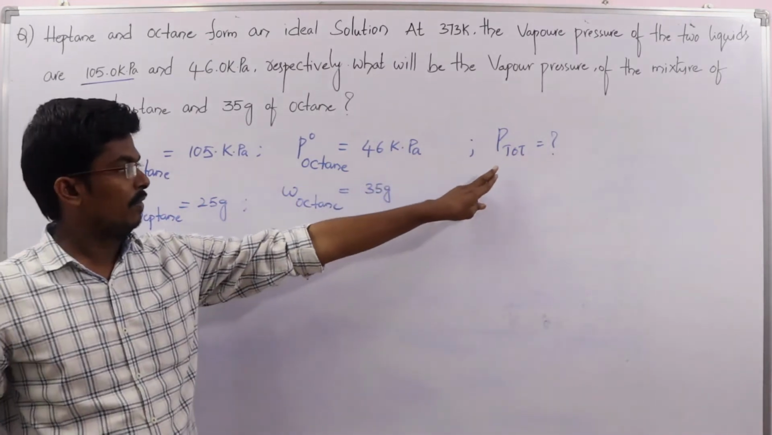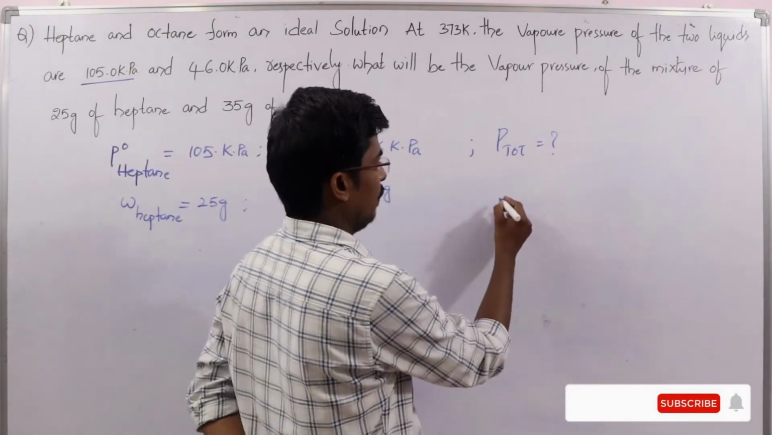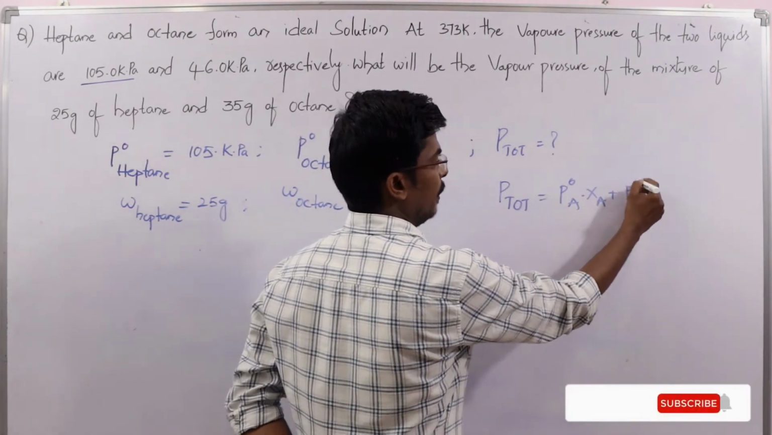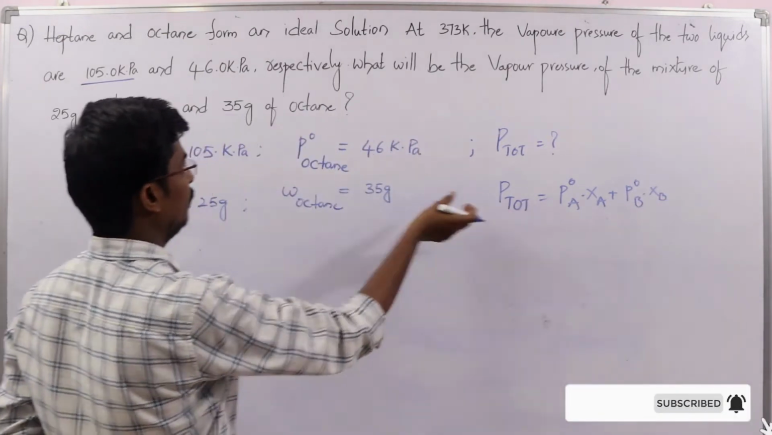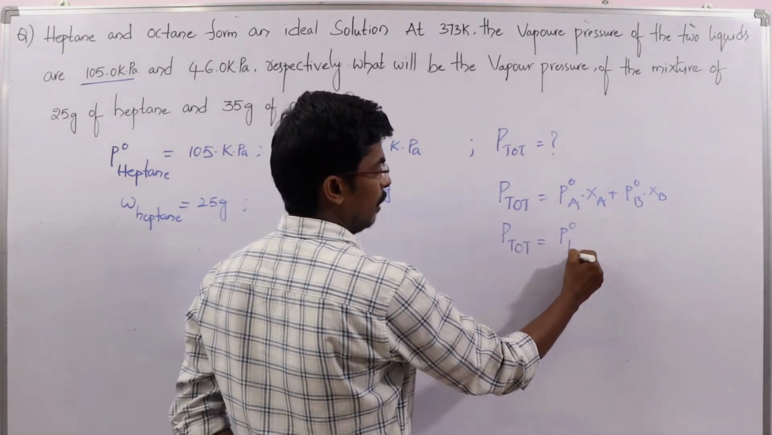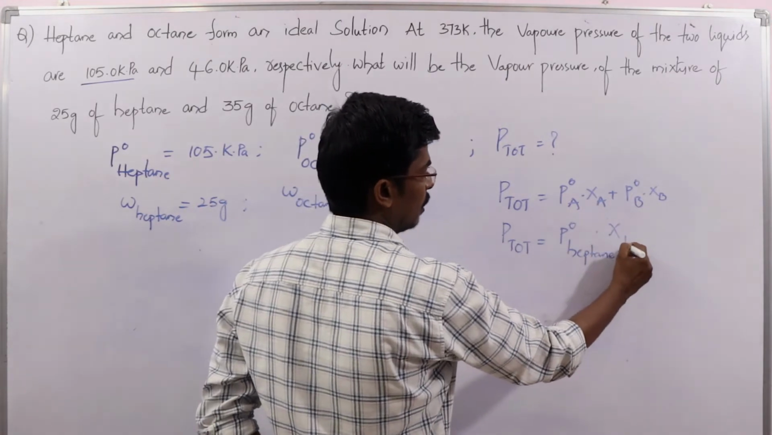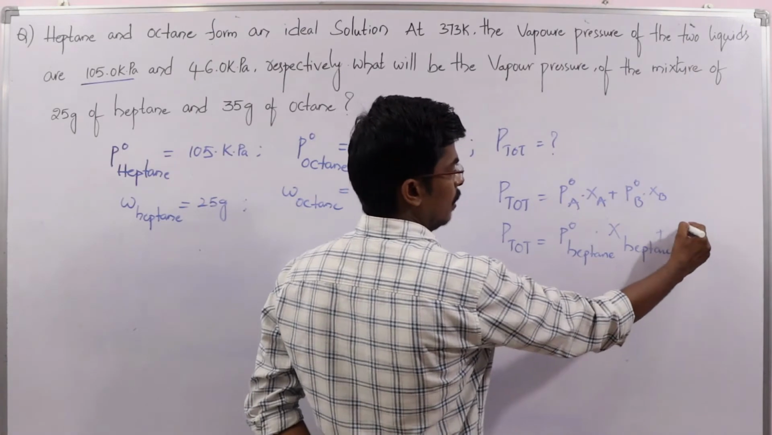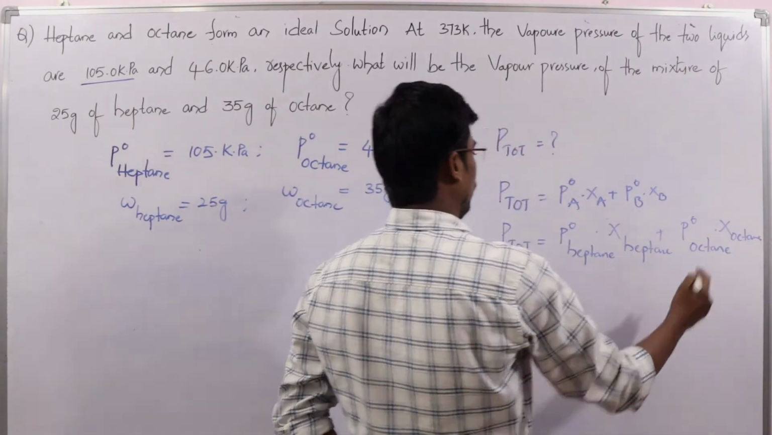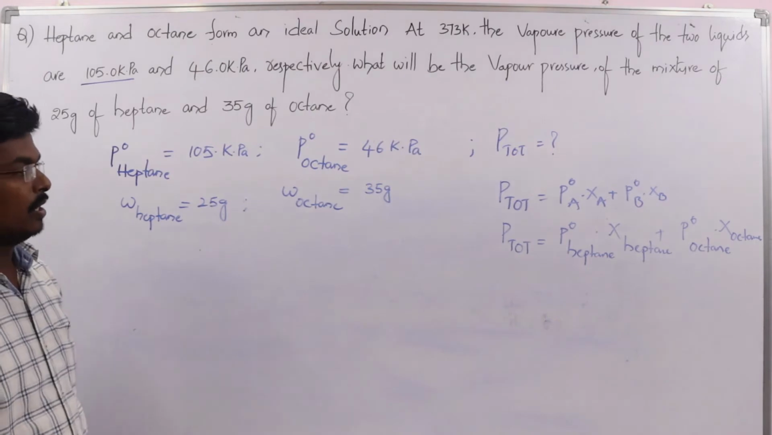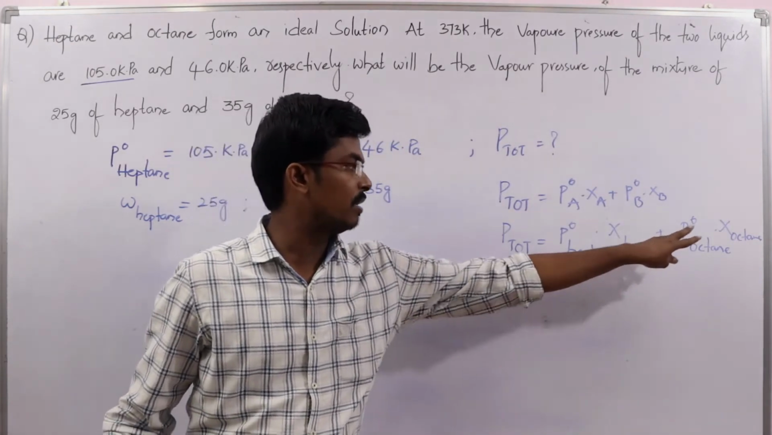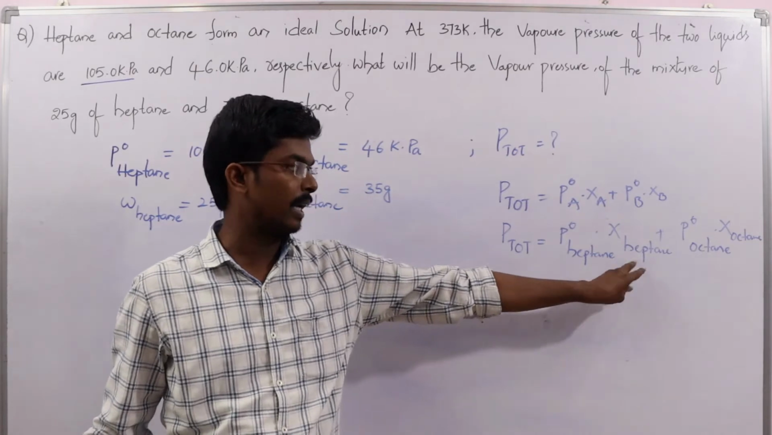According to Raoult's law, if you want to calculate P total, what is the formula we have? P total is equal to P naught A XA plus P naught B XB. We are dealing with an ideal solution of heptane and octane, so I write P total is equal to P naught heptane times mole fraction of heptane plus P naught octane times mole fraction of octane. The two liquids A and B are taken as heptane and octane. To calculate P total, you have P naught heptane and P naught octane, but there is no information on X heptane and X octane. First, I would like to find X heptane.